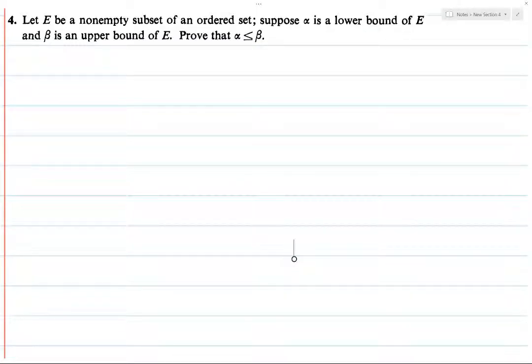Alright, so we've got a lower bound, and we've got an upper bound. We want to prove the lower bound is lower than the upper bound. Makes sense, but you still need to prove it. So here, alpha is a lower bound, which means that for all x in the set E, alpha is going to be less than or equal to any element of E.